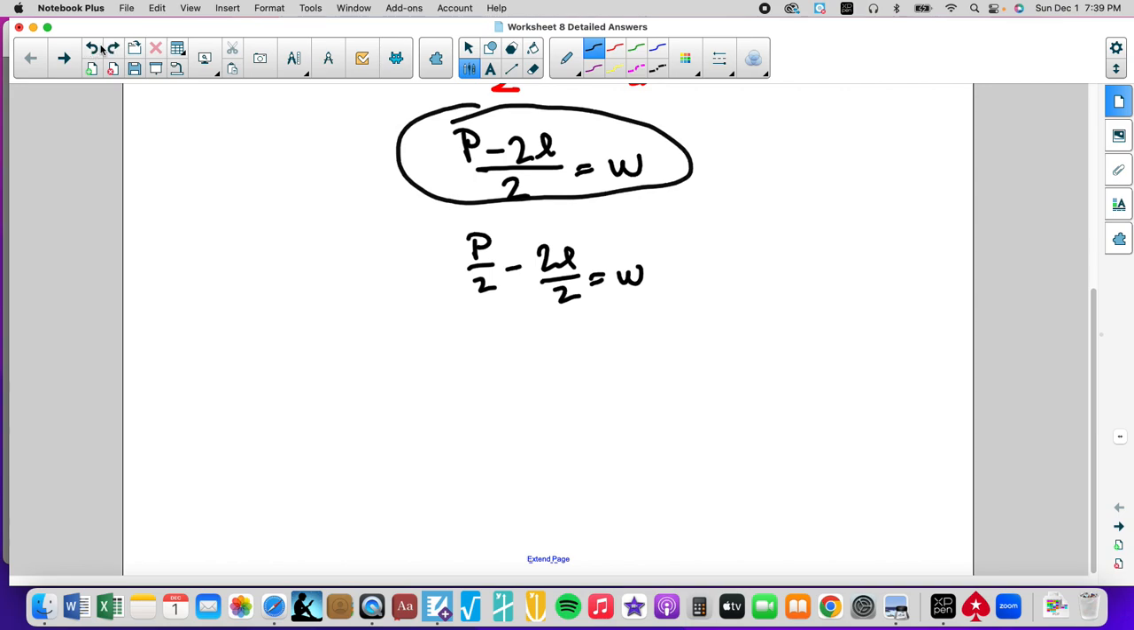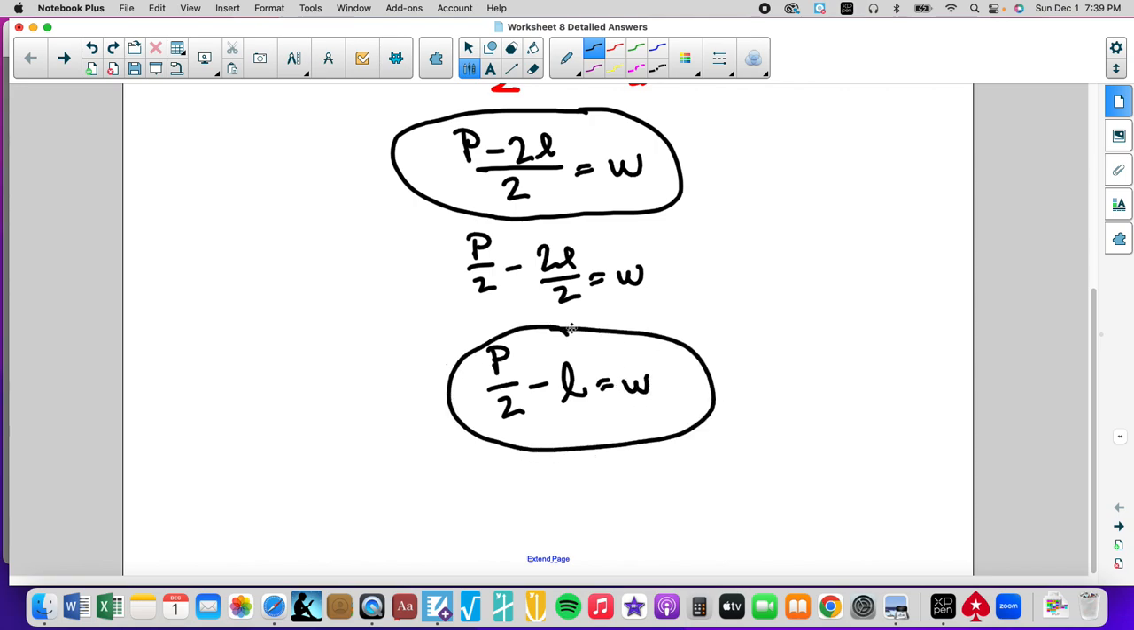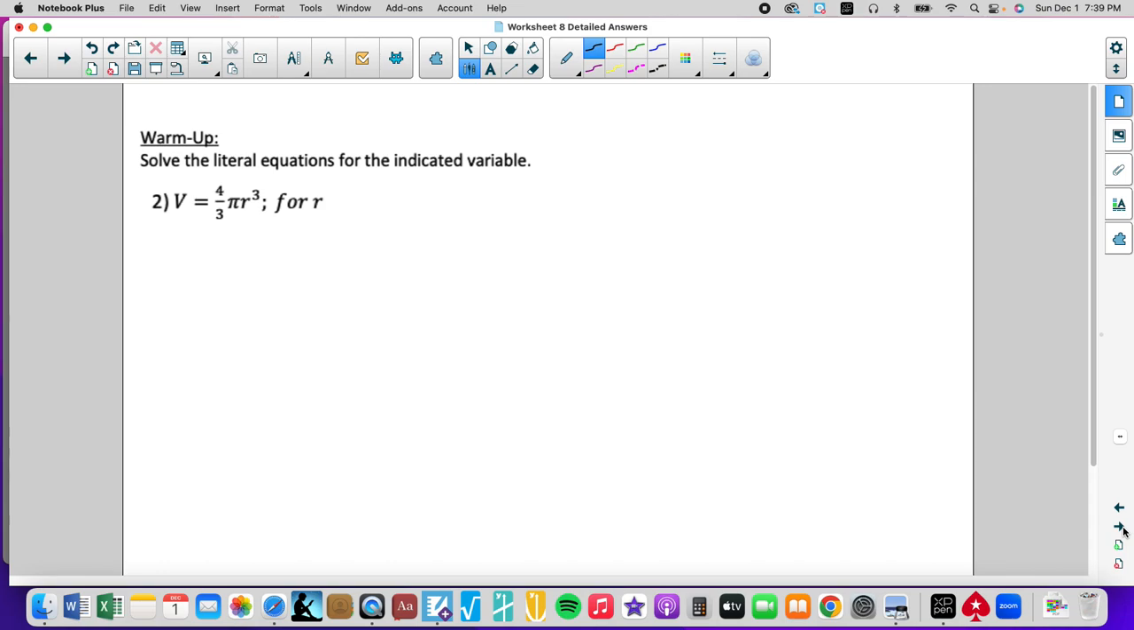Some people will leave it like this. And then some people will simplify this to P over 2 minus, the 2's cancel, L equals W. And then some people will have this equation. All right, so it depends on what your teacher accepts. They're the same equations. Both are simplified. Both should be seen as being able to leave as an answer.